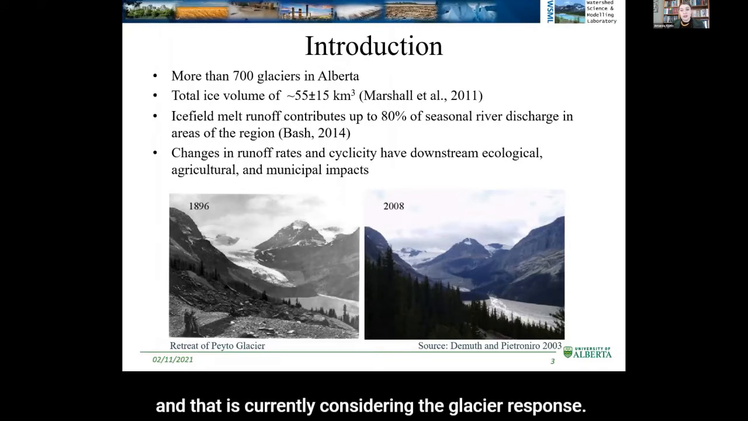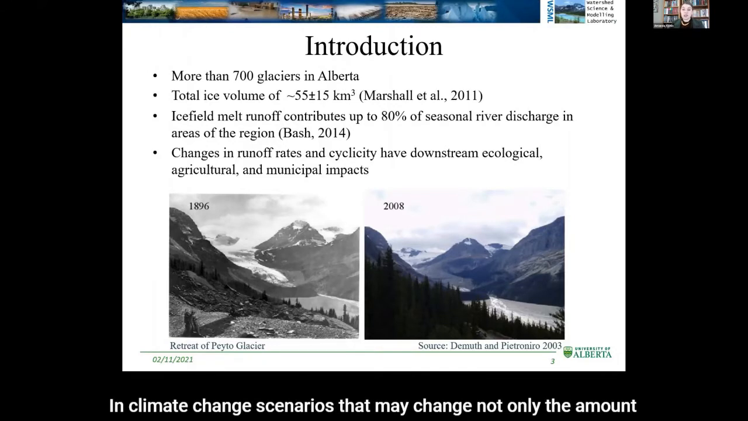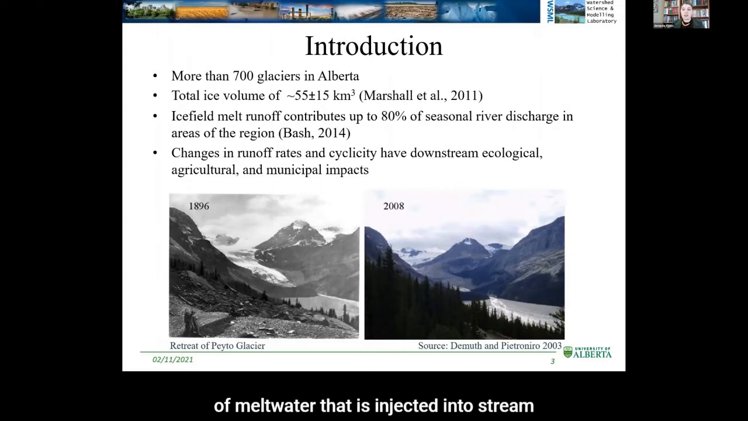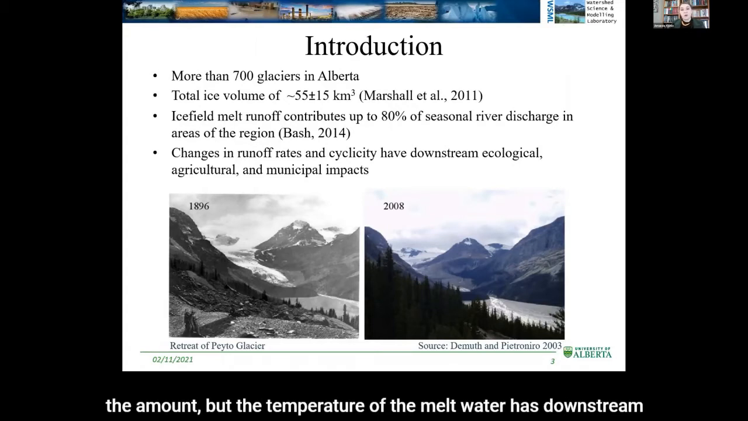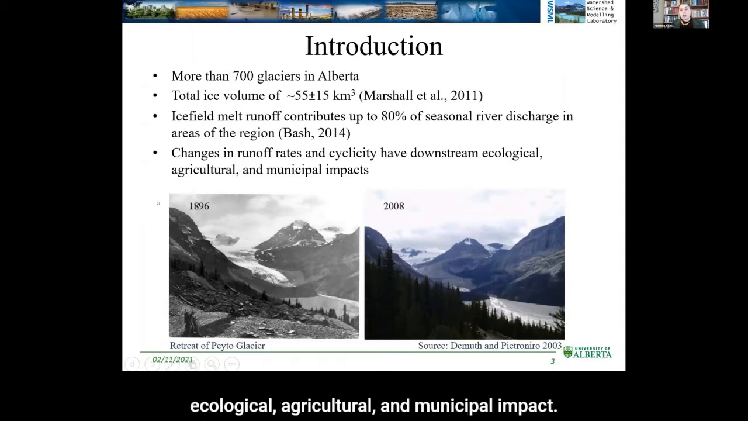And that is currently. Considering the glacier response in climate change scenarios, that may change. Not only the amount of meltwater that is injected into streams, but the timing as well may change over time as the glaciers respond to changes in the climate. And so that meltwater impacts the stream system, not only the amount, but the temperature of the meltwater has downstream ecological, agricultural, and municipal impact.